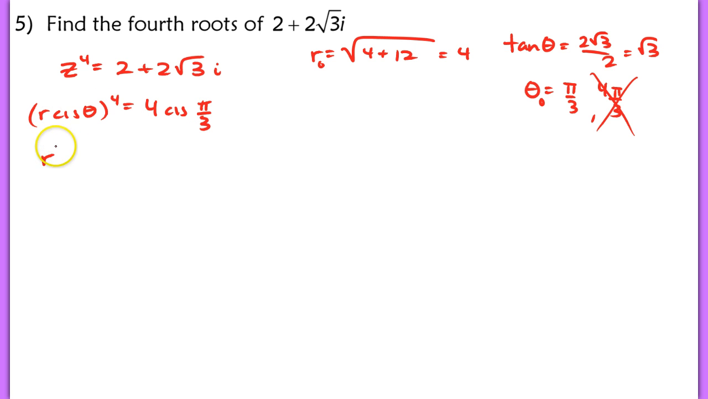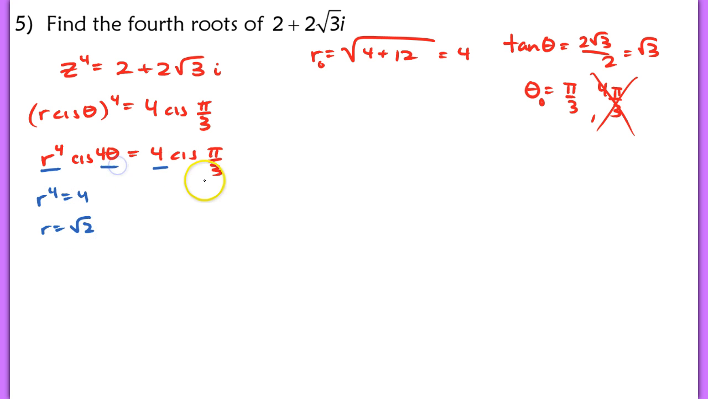If I use DeMoivre's theorem, that tells me that I raise the modulus to the fourth power, so r to the fourth cis, and then I multiply that argument by 4. So I have r to the fourth cis 4 theta is equal to 4 cis pi over 3. So r to the fourth is equal to 4, which means r is equal to root 2.